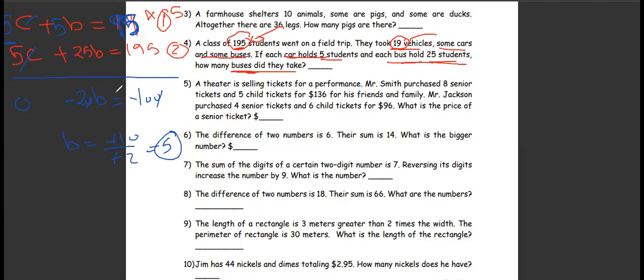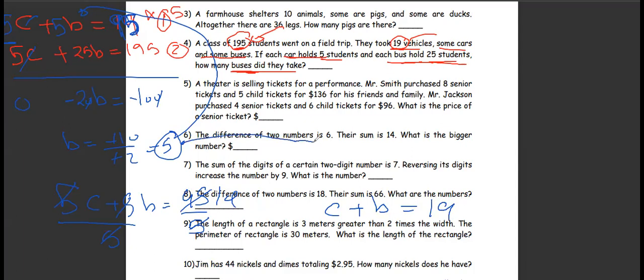Substitute back into the equation. You can substitute here after we multiply by 5, or you can substitute before we multiply by 5. It is the same thing. So 5c plus 5b equals 95. You can substitute here, or you can bring it back to the original one and divide both sides by 5 to make the calculation easier. So let's substitute 5 here. So c will be 19 minus 5, which is 14. So they took 14 cars, and they took 5 buses as well.